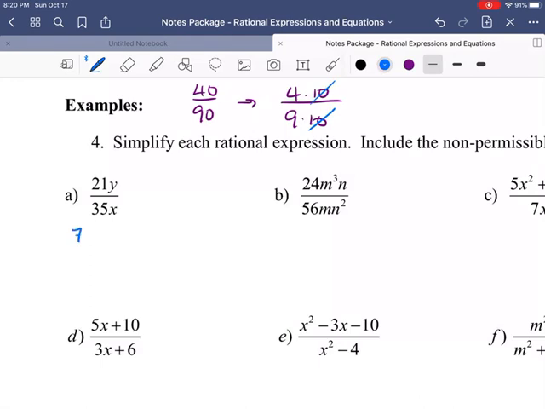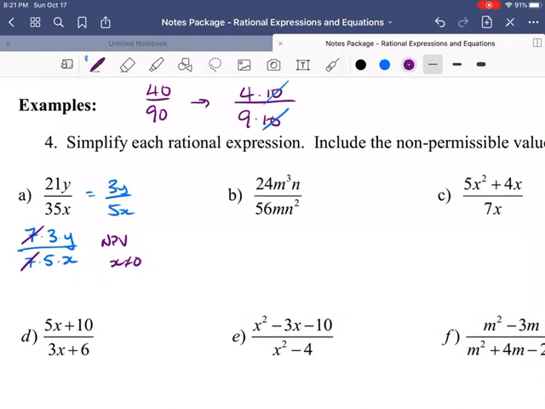21 is the same as 7 multiplied by 3 multiplied by y, and 35 is the same as 7 multiplied by 5 multiplied by x. Well, you'll notice that the 7s will simplify to 1, and you'll be left with 3y over 5x. Now, your non-permissible values you need to do on the original expression. So what value could you put in for x to make the denominator 0? And the non-permissible value would be x cannot equal 0.